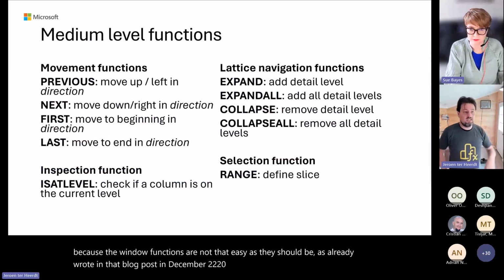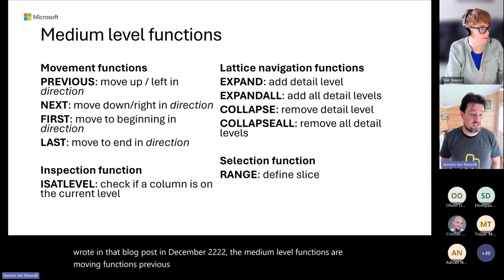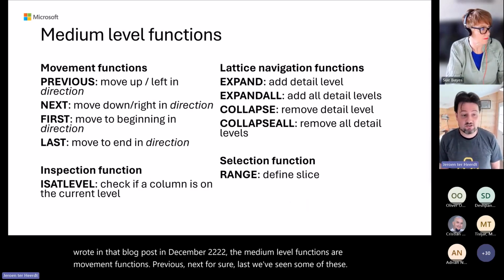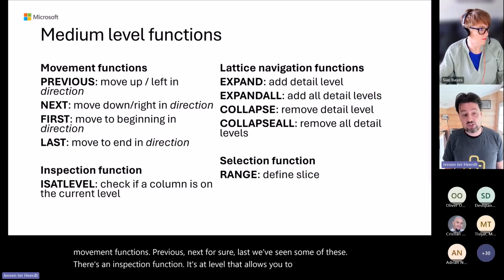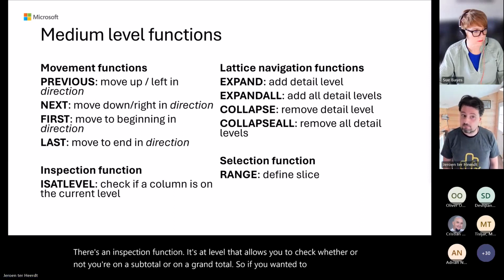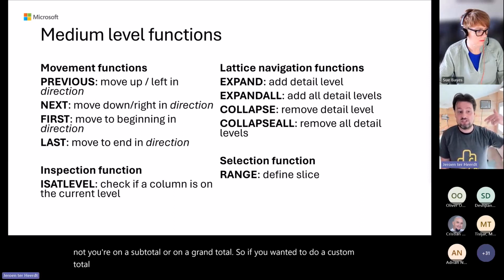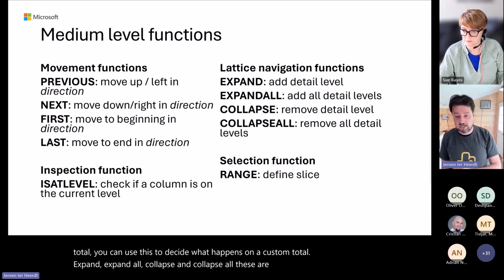Yeah. The medium level functions are movement functions: previous, next, first, and last. We've seen some of these. There's an inspection function, is at level, that allows you to check whether or not you're on a subtotal or on a grand total. So if you wanted to do a custom total, you can use this to decide what happens on a custom total. Expand, expand all, collapse and collapse all. These are the things that allow you to walk up and down a hierarchy.